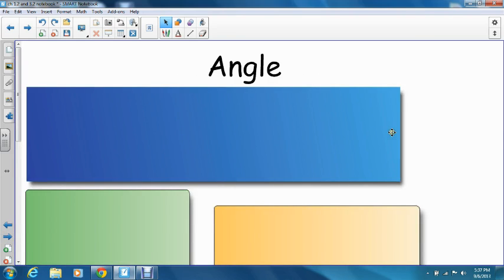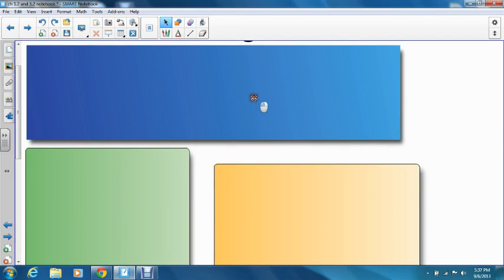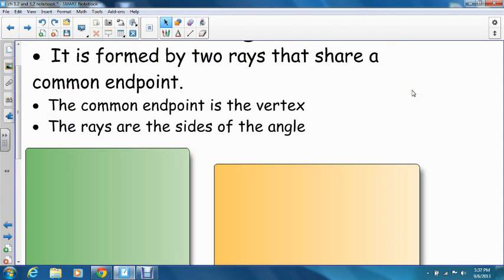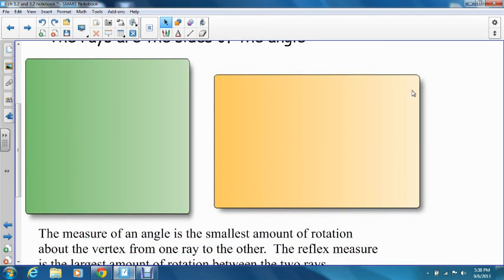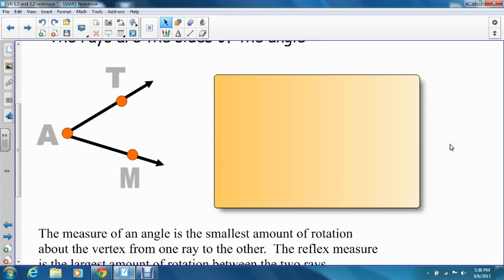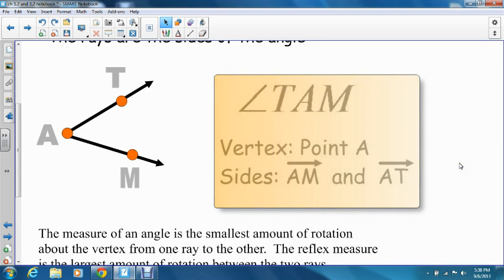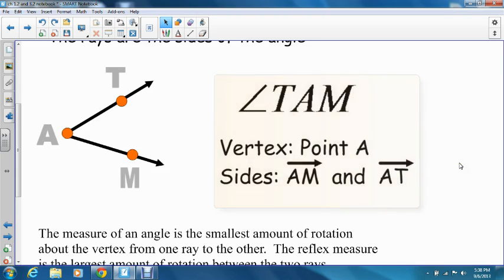All right, an angle. We'll talk a little bit about what it is and then how we're going to name it. An angle is formed by two rays that share a common endpoint. That endpoint that they have in common is the vertex, and the sides of the angles are rays. So if I ask you to name the sides of the angle, they're going to be rays. All right, so there's an example of an angle, and that vertex is the common endpoint that they have right here. That's our vertex. That's point A. Our sides are rays, so ray AM and ray AT.